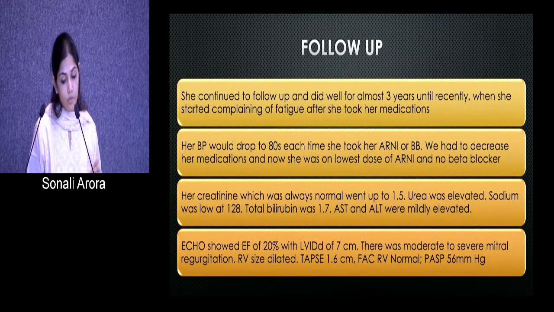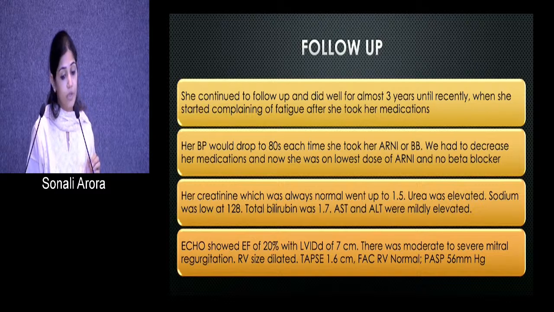She continued to follow up and did well for almost 3 years until recently, when she started complaining of fatigue after she took her medications. Her blood pressure would drop to the 80s each time she took her ARNI or beta blocker. We had to decrease her medications, and now she was on the lowest dose of ARNI and no beta blocker. We even tried to space out her medications, and that didn't work.